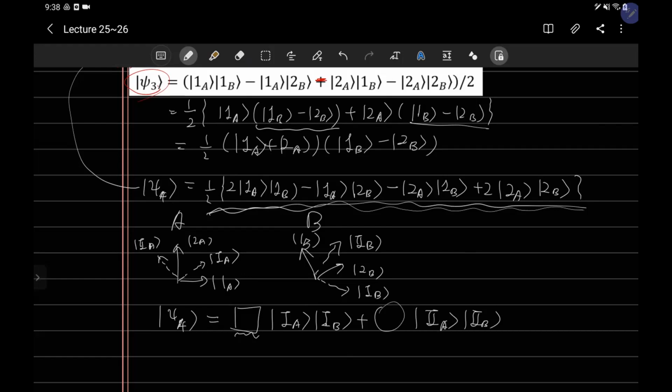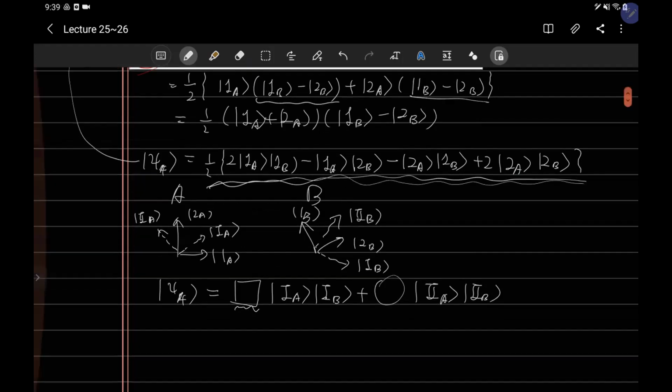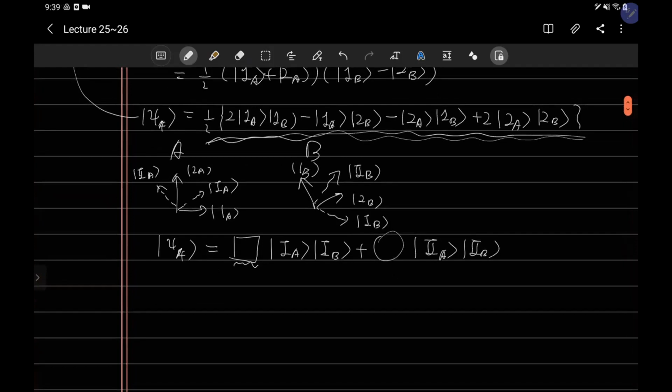So now the question is, if there is this kind of orthogonal basis, how can you find out those bases? So the way we approach is the following.